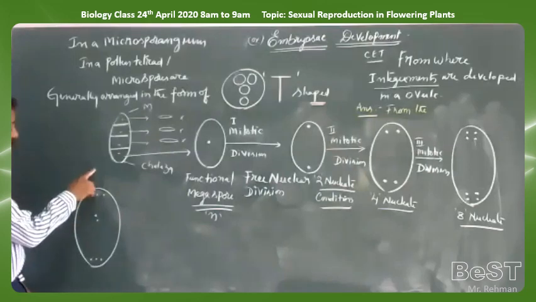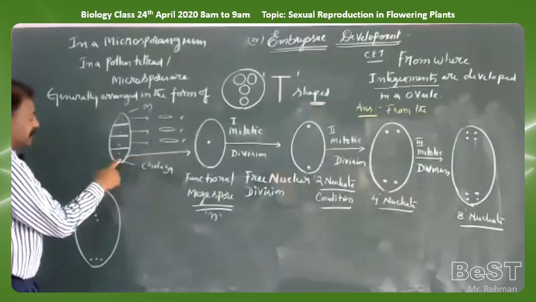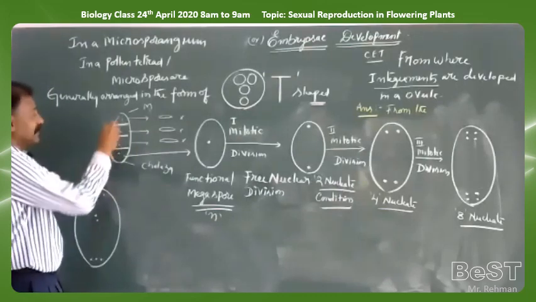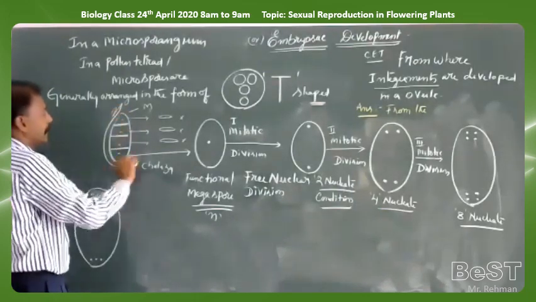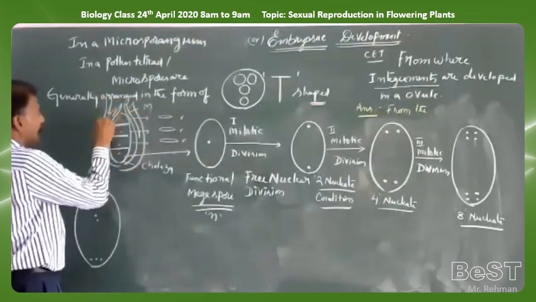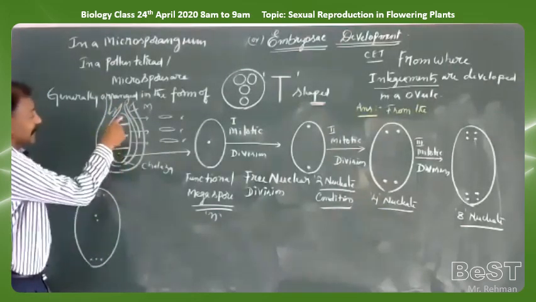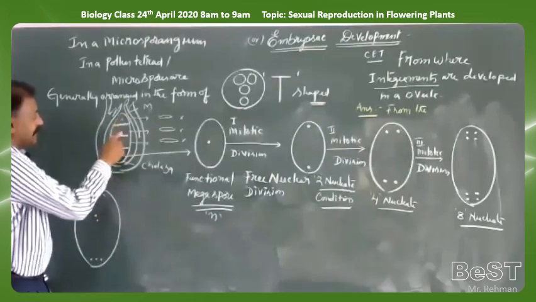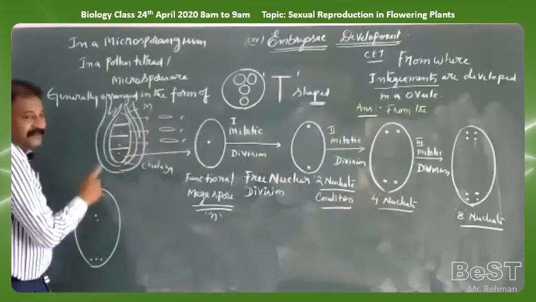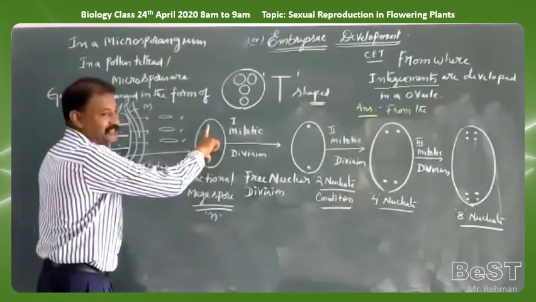This side is the micropylar end, but this one is the chalazal end. So this is the anterior side and this is the posterior side in an ovule. The anterior 3 megaspores degenerate. Only the posterior megaspore, which is towards the chalaza, becomes functional.